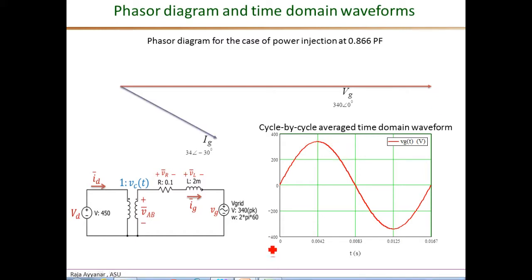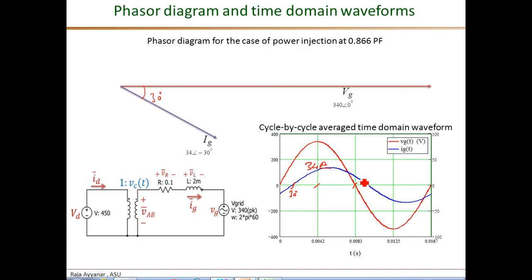The next phasor is the grid current Ig. As a phasor, it is 34 amperes, angle of minus 30 degrees. So this angle is 30 degrees. In time domain, it is another sine wave. It lags the grid voltage by 30 degrees. You can see this is 90 degrees, this is 180, so this is exactly one-third of that, 30 degrees. The peak value here is 34 amperes. The scale for the current is on the right, so this is 34 amperes, and every quantity except for the grid current is a voltage and has the left axis scale.